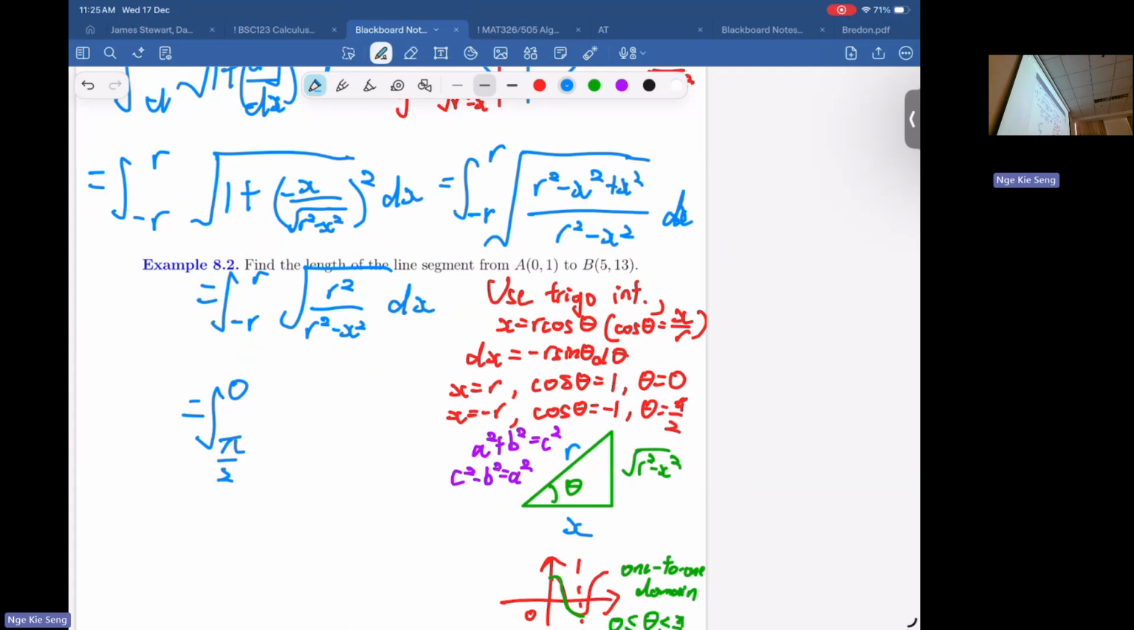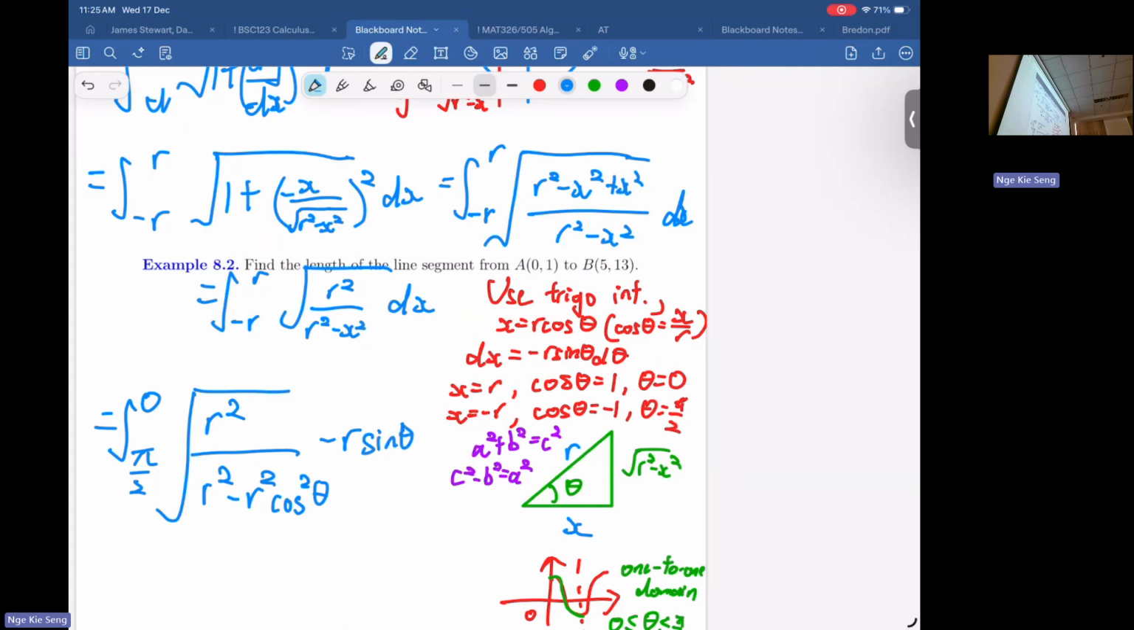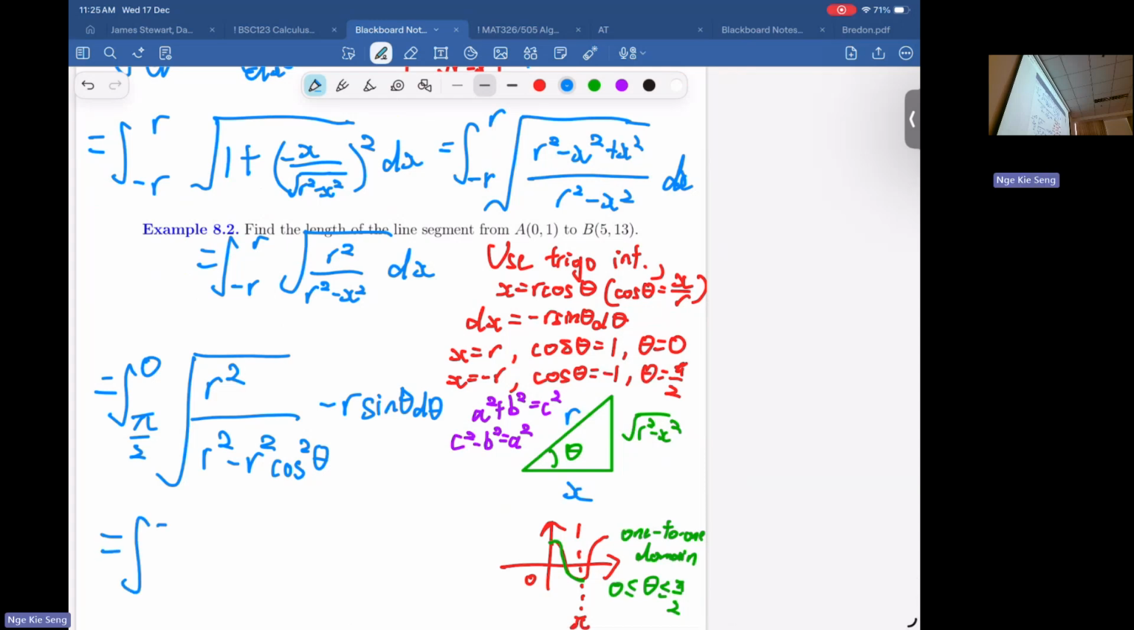Okay, good. So let's continue. The top here is just r squared. But the bottom here becomes what? R squared minus r squared cos squared theta. And then you change your variable already, right? So you get a minus r sine theta d theta like that. But if you simplify this, what do you get? You get r squared over r squared of 1 minus cos square theta, then multiply with the minus r sine theta d theta.